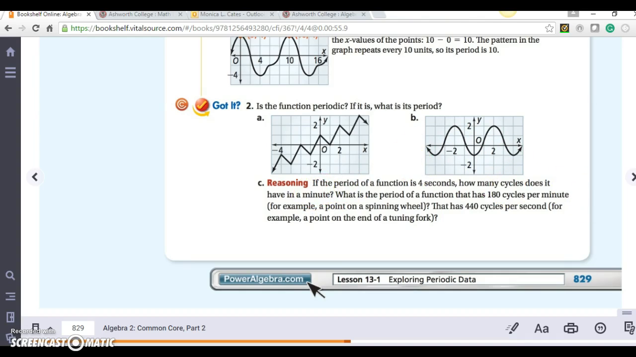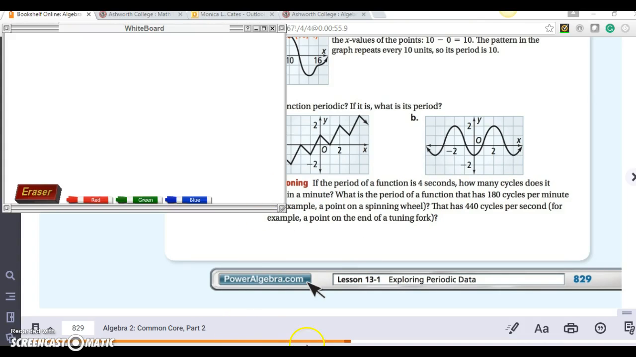Let's look at part C. It says, if the period of a function is 4 seconds, how many cycles does it have in 1 minute? So I can do that. I have 60 seconds, because that's what's in there. 60 seconds equals 1 minute. Divided by 4, I should get 15. So I should have 15 cycles.